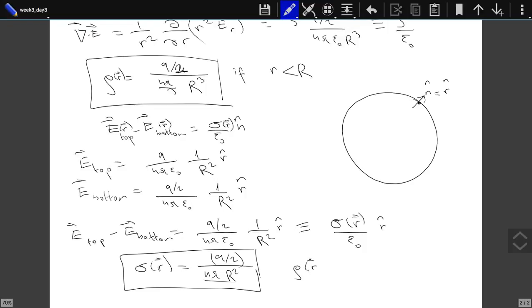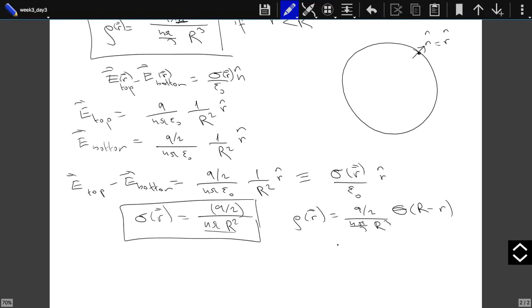Well, you see, rho of r will be equal to q over 2 divided by 4 pi over 3 R cubed. Then I have a step function. The volume charge density is only in the sphere, plus q over 2 divided by 4 pi R squared Dirac delta of r minus R. Here, this is the surface charge density. If you integrate this one over the surface, you get the total charge. Here is the volume charge density.